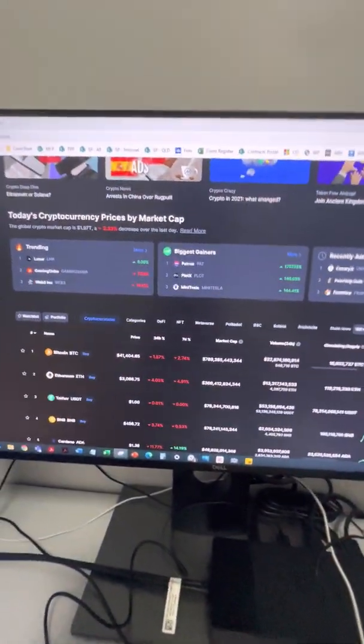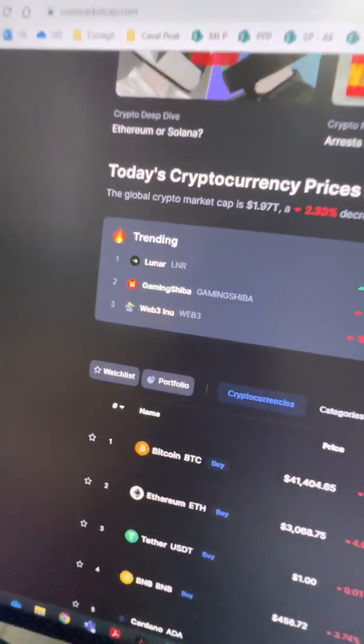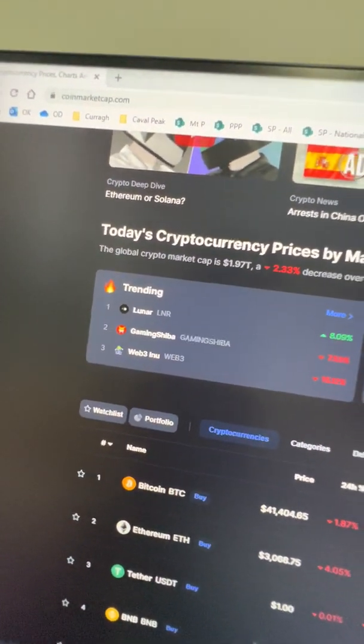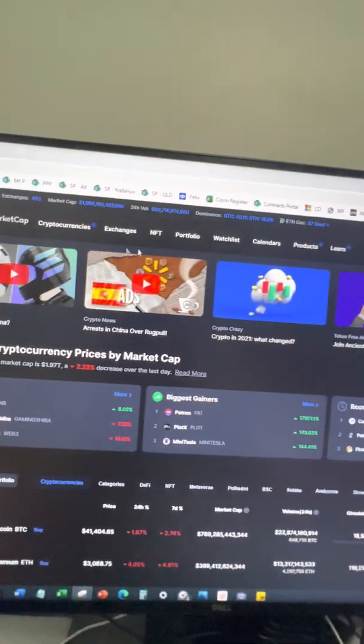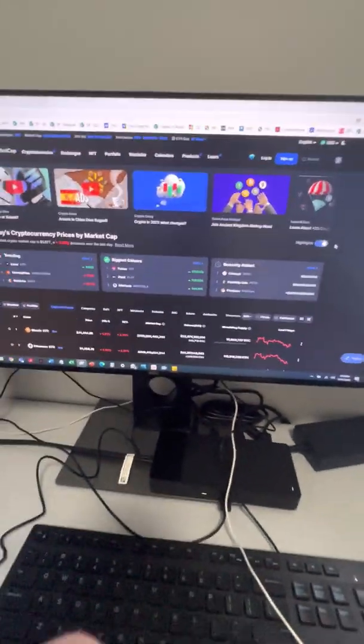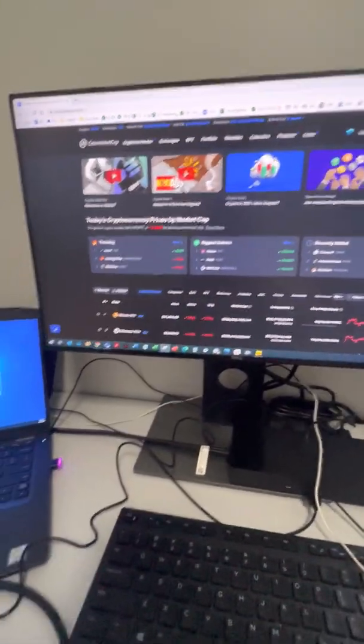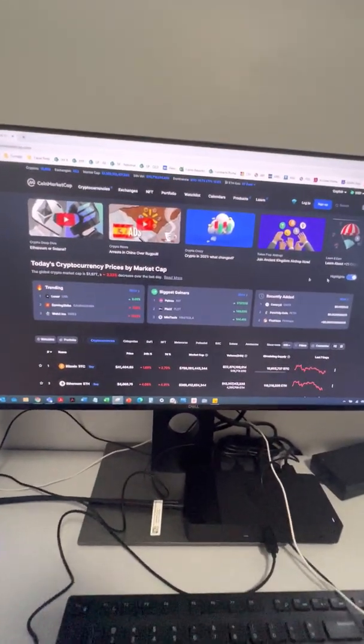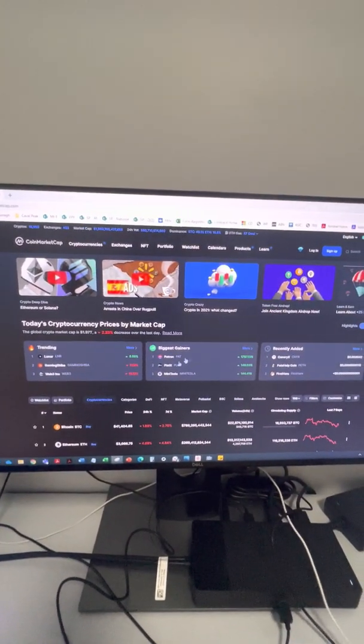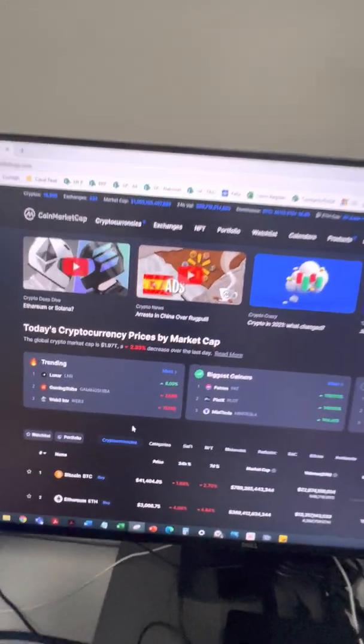So I'm just going to show you guys real quick. So this is the website we're looking at here. Now the name of the website is coinmarketcap.com, and this is what it looks like. Now this is one of the best tools to use at the moment, just because it's very easy to understand and it has all the right information that you're looking for.